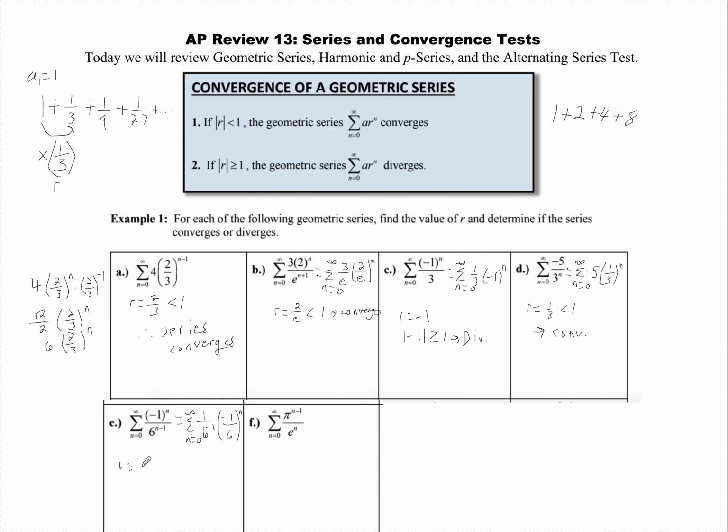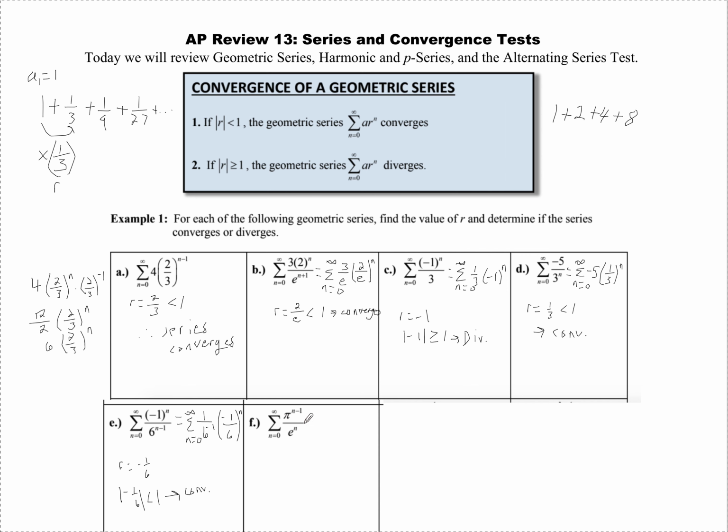R is -1/6. The absolute value of -1/6 is less than 1, and therefore our series converges. And we can say it converges because it's a geometric series with the absolute value of r less than 1.